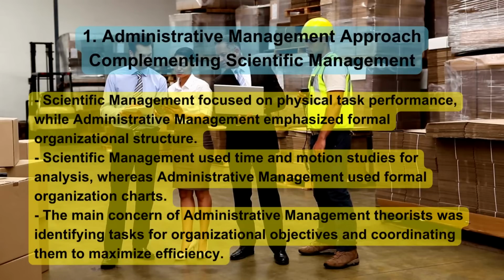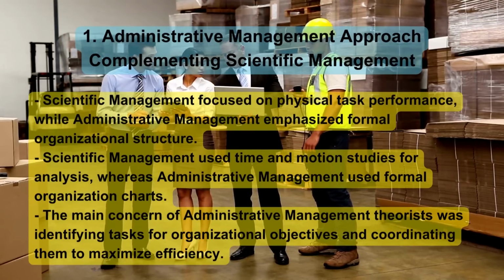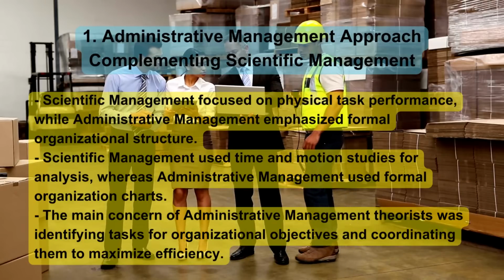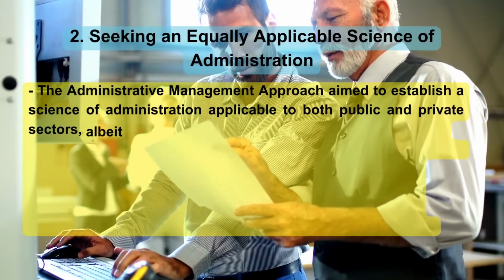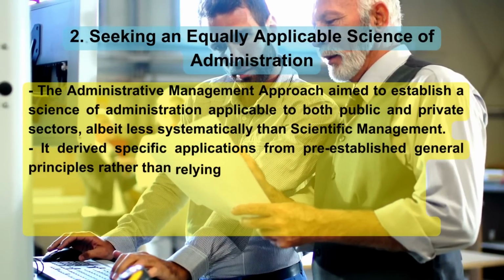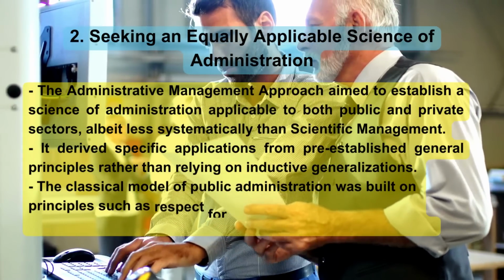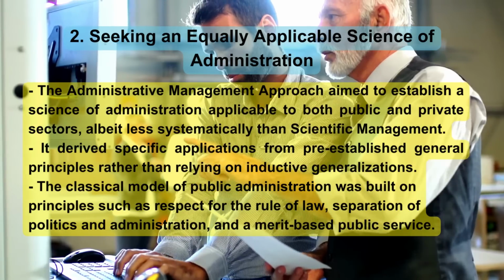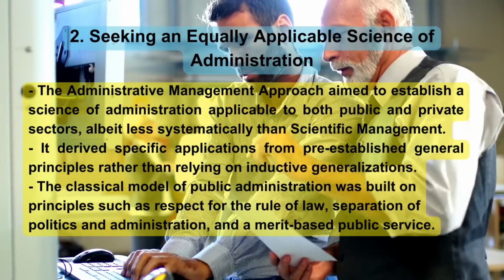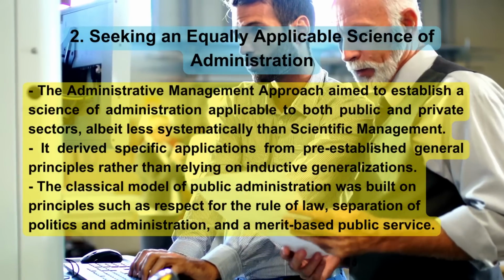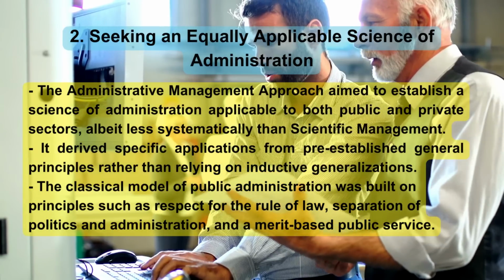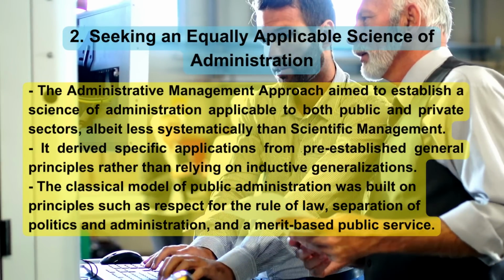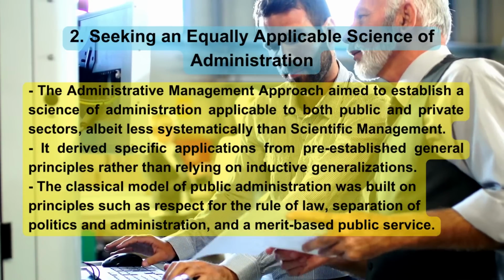The main concern of administrative management theorists was identifying tasks for organizational objectives and coordinating them to maximize efficiency. 2. Seeking an equally applicable science of administration. The administrative management approach aimed to establish a science of administration applicable to both public and private sectors, albeit less systematically than scientific management. It derived specific applications from pre-established general principles rather than relying on inductive generalizations.